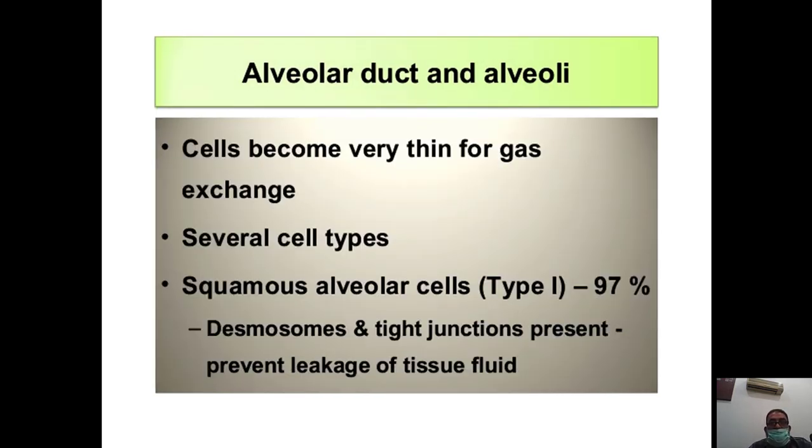Now, alveolar duct where the gas exchange takes place. Several cell types are visible in this alveolar duct and alveoli. Squamous alveolar cell type 1, 97%. Desmosomes and tight junctions are present, preventing leakage of tissue fluid. In the alveolar duct and alveoli, most of the time the type 1 alveolar cells, 97%, will be present. These cells are joined by tight junctions and desmosomes, and they prevent the leakage of interstitial fluid within the space.